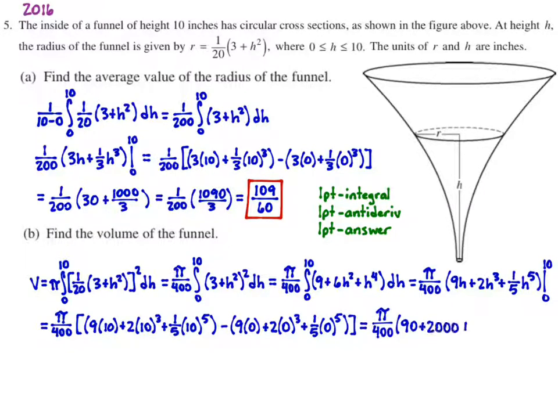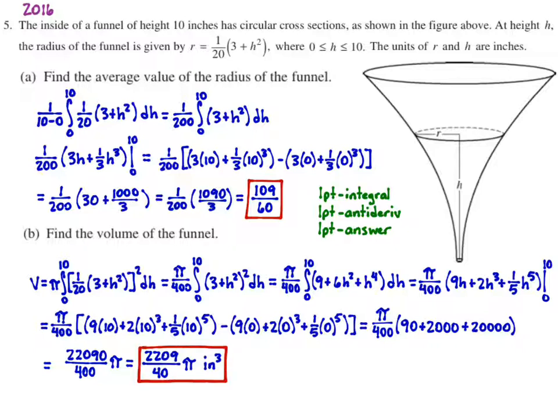And then we can simplify the first term to be 90 plus 2,000 plus 20,000, which simplifies to 20,090 over 400 pi, which again simplifies to 2,209 over 40 pi. As far as points go, and the units on that would be inches cubed if it asked. It didn't, so you don't have to worry about that.